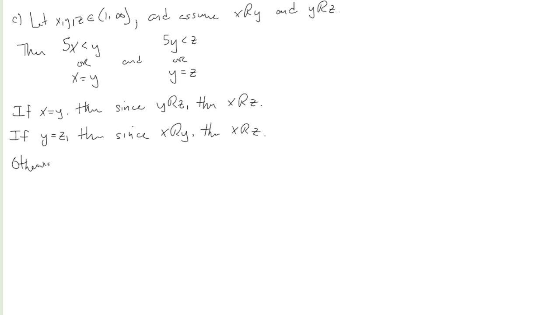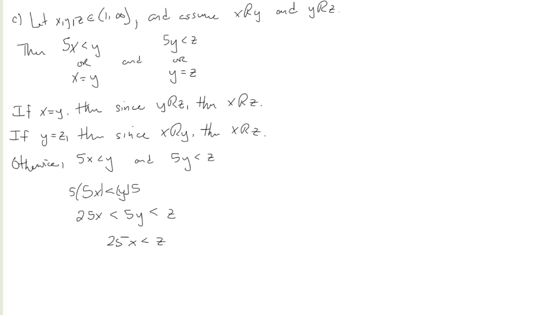Otherwise, 5x is less than y, and 5y is less than z. And we're going to do something similar here. I'm going to take the first inequality, 5x is less than y, and multiply both sides by 5. And so I get 25x is less than 5y. And 5y is less than z. So that's less than z. And so now I have 25x is less than z.